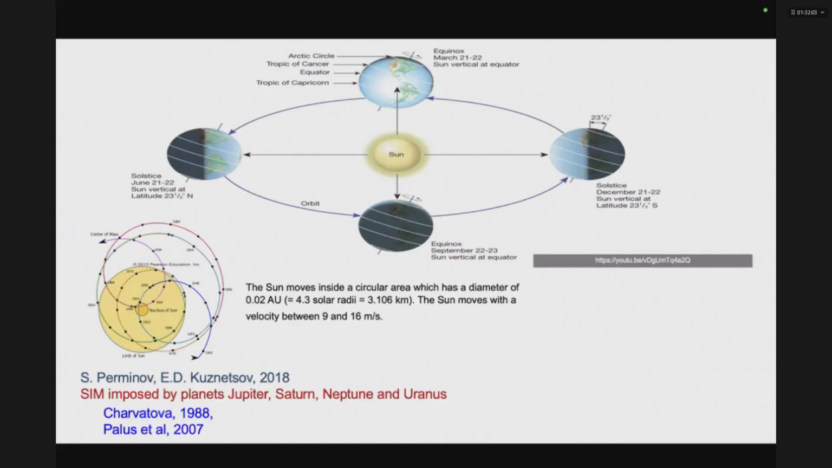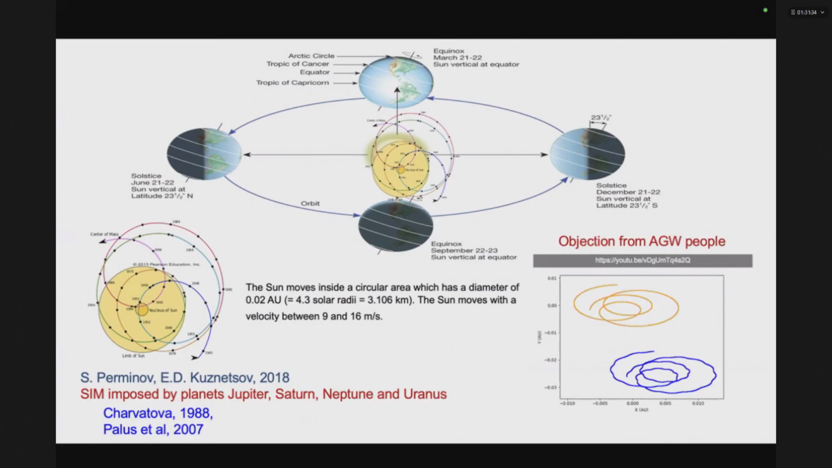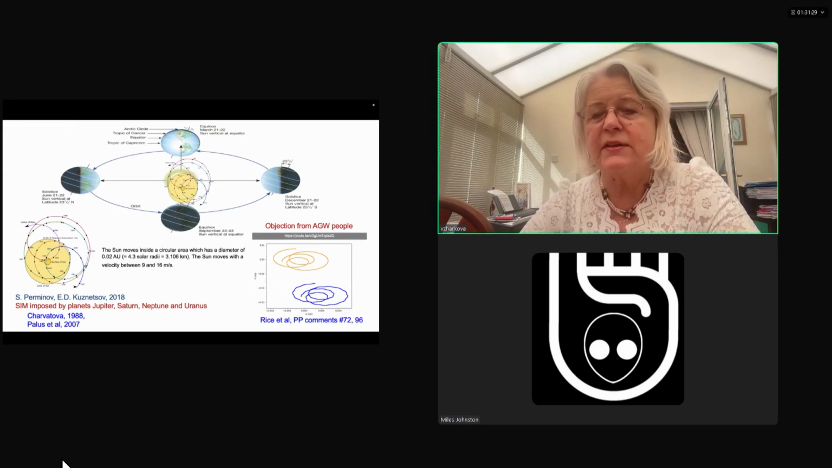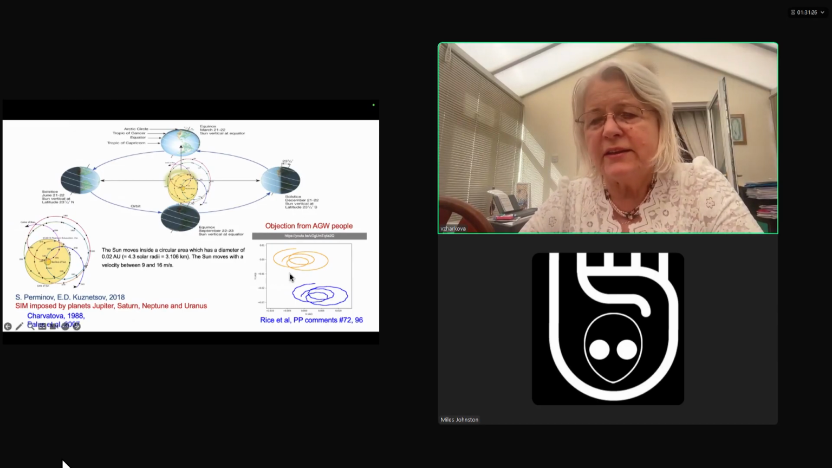So what is happening? We reported that here is the spring equinox, and from March until mid-to-end of summer, the sun is much closer to the northern hemisphere than to the southern, and we have an increase of the temperature. And this is caused by the gravitation of Jupiter, Saturn, Neptune, and Uranus. At that time, I didn't use the calculation, and the anthropogenic global warming people, and especially Mr. Rice from Edinburgh University, started screaming, no, the sun does not move indeed.